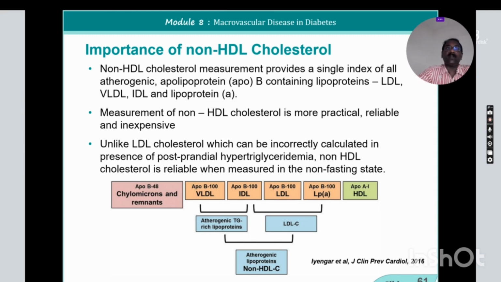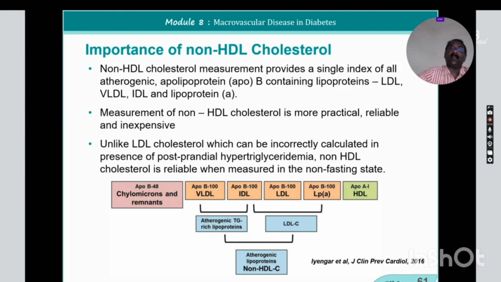So in the lipid profile, you will get five values. What are they? Cholesterol, triglycerides, HDL, LDL, VLDL. So how to get the non-HDL cholesterol? Non-HDL cholesterol means cholesterol minus HDL. That you have to calculate. Suppose cholesterol is 200 and HDL is 40. So what is your non-HDL cholesterol? 160. Suppose cholesterol is 300 and HDL is 30. So what is your non-HDL cholesterol? 270. So that is your non-HDL cholesterol.